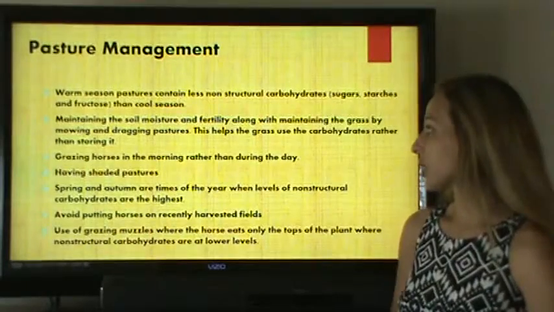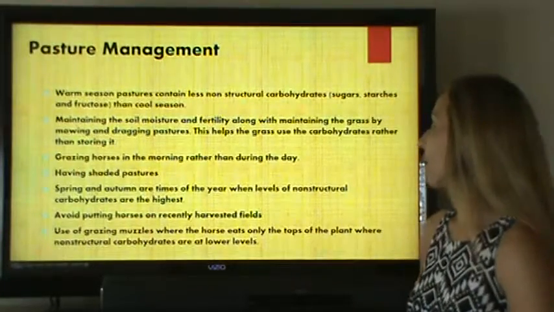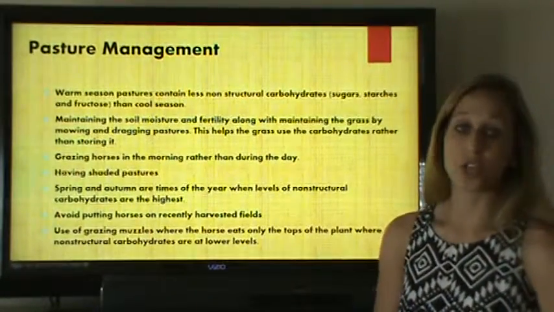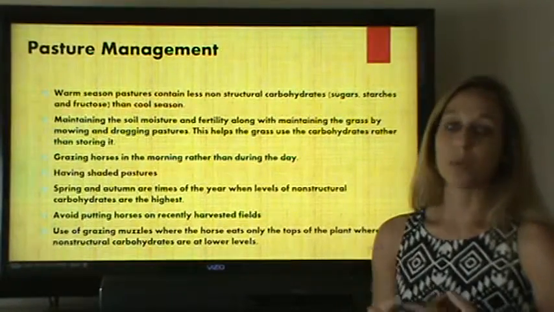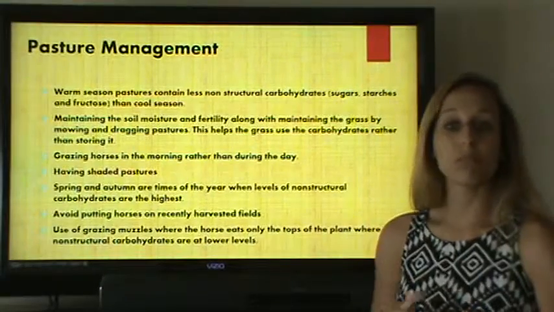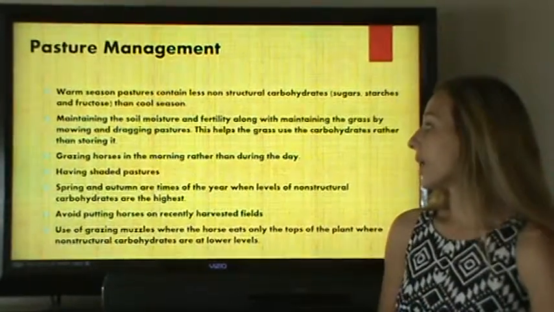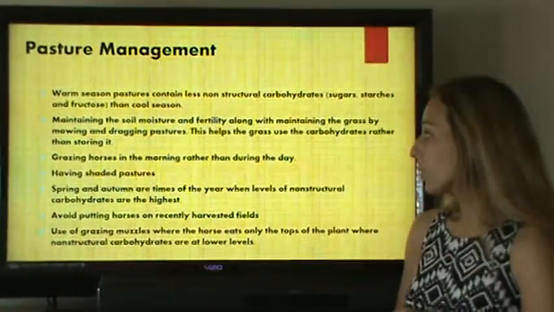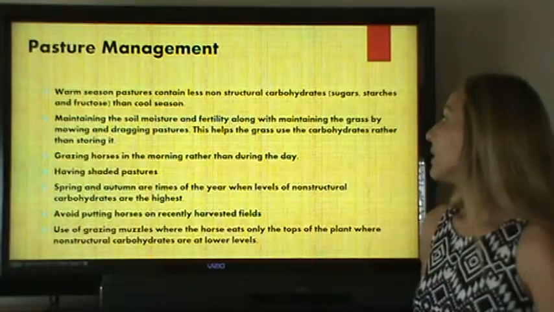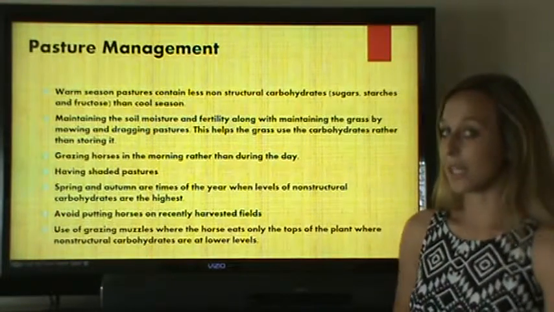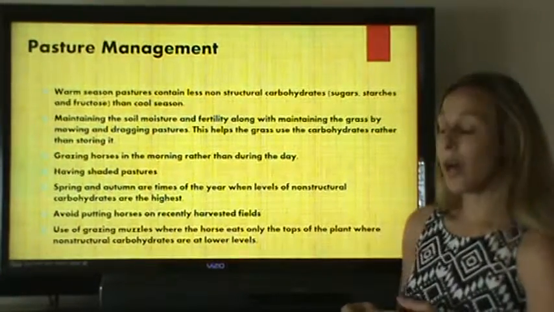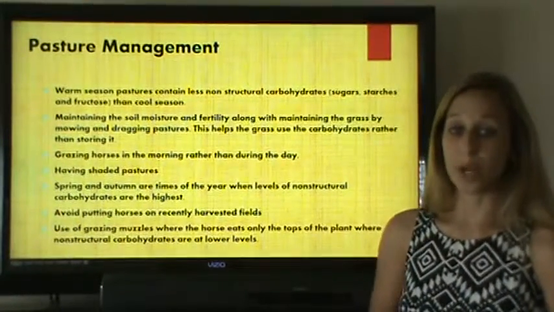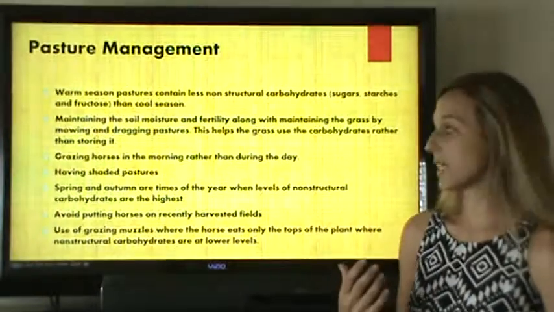Warm season pastures contain less non-structural carbohydrates, which are your sugars, your starches, your fructose, than cool season. Warm season is Bermuda grass, switchgrass, blue stem. Maintaining the soil moisture and fertility, along with maintaining the grass by mowing and dragging, can also help. Keeping this grass short helps the grass actually use the carbohydrates instead of storing them.